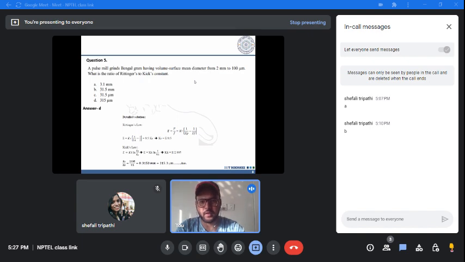I hope you understood this question. You have only one condition: the surface mean diameter is reducing from 2 millimeter to 100 micrometer, and you need to put this data once in Rittinger's equation and once in Kick's equation. Then you need to take Rittinger's constant upon Kick's constant, solve the equation, and you will get the correct answer for this question.